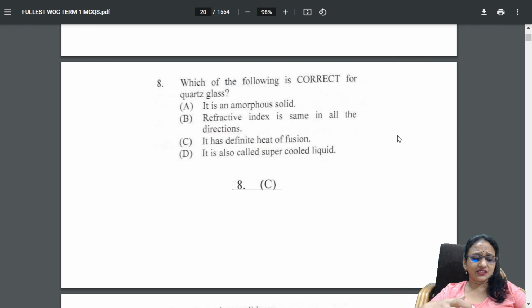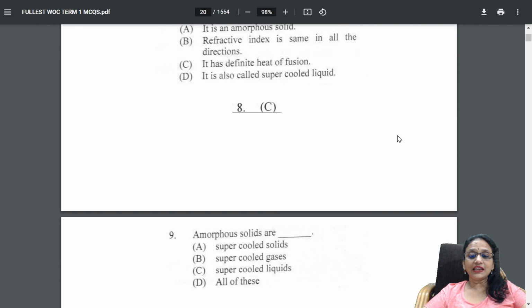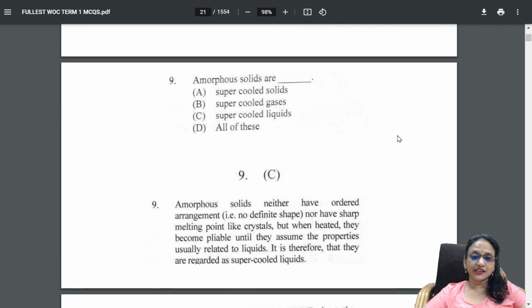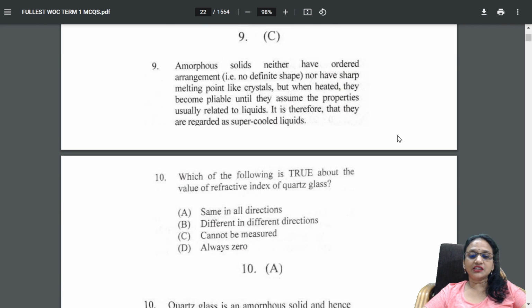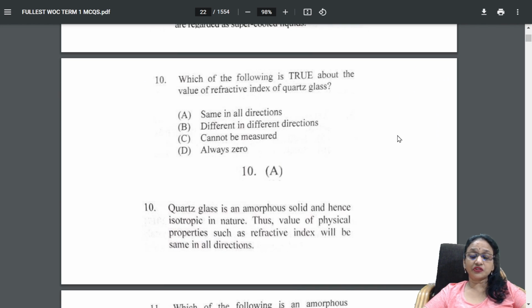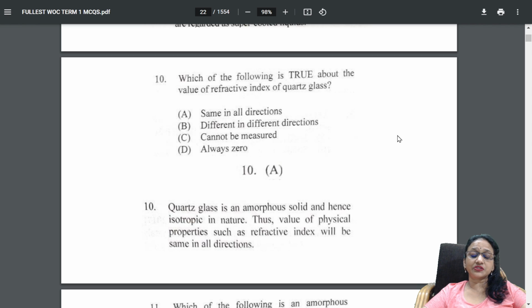They don't have a fixed temperature or any fixed particular thing. Heat of fusion is the conversion of the temperature where the solid gets converted to a liquid. So that question also is framed. Then amorphous solids, questions are framed here, easy. After that, gradually, they have given you a question on which of the following is true about the value of the refractive index of glass.